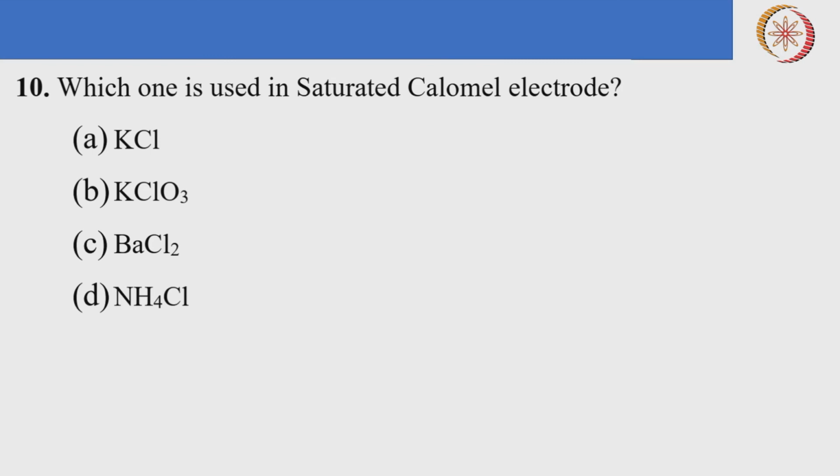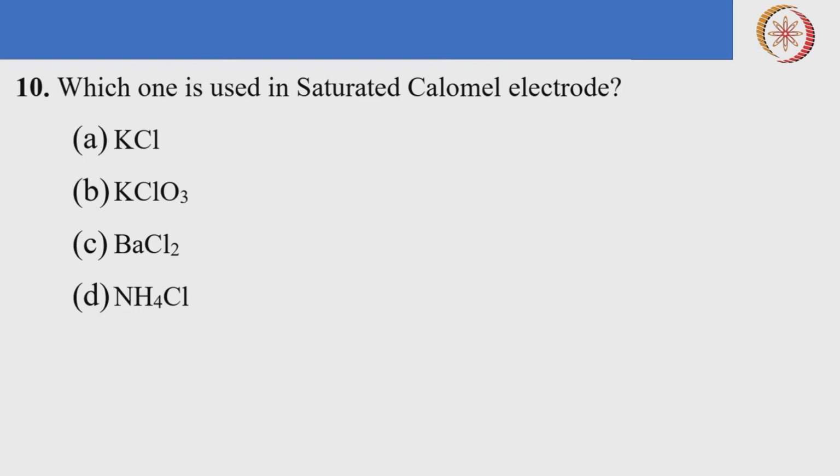So I think this is the last question. Which one is used in the saturated calomel electrode? KCl, potassium perchlorate, barium chloride, and NH4Cl. Ranveer has written the last one also, D. So yeah, thank you, Ranveer. This is the last question. I think we have already discussed this thing.